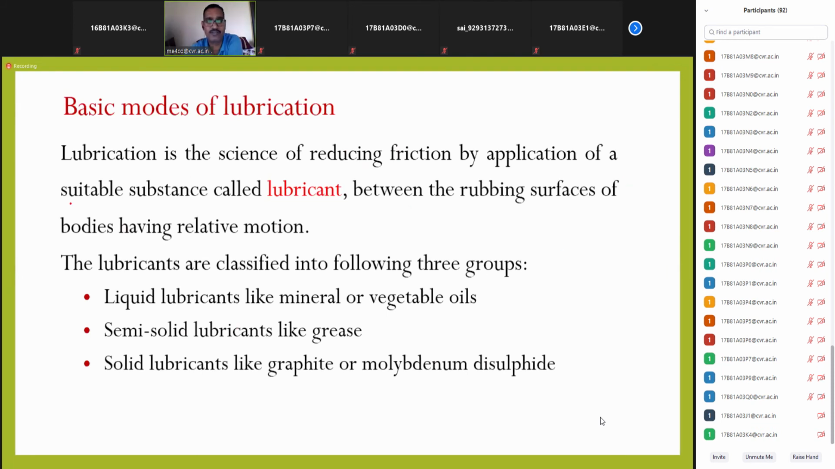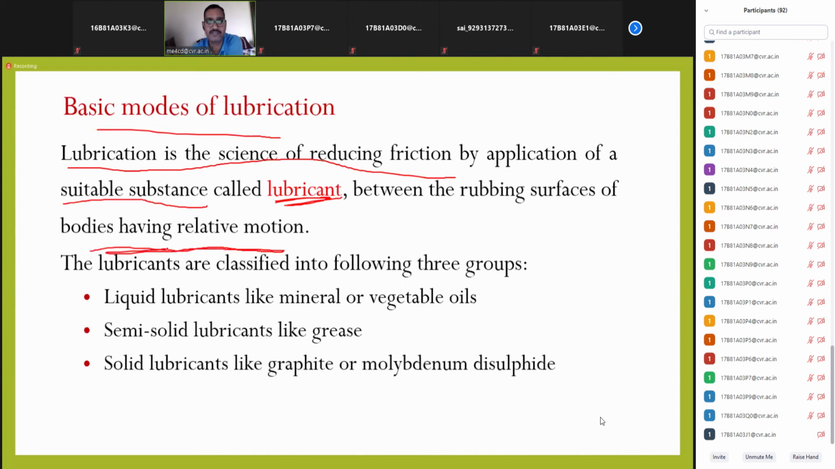Right. So how are we going to supply the oil, or what are the different modes of lubrication, right? This is a general definition. Lubrication is the science of reducing friction by the application of a suitable substance that is called a lubricant, right? And the lubricant may not be a liquid, it can also be a solid, between the rubbing surfaces of bodies having relative motion.